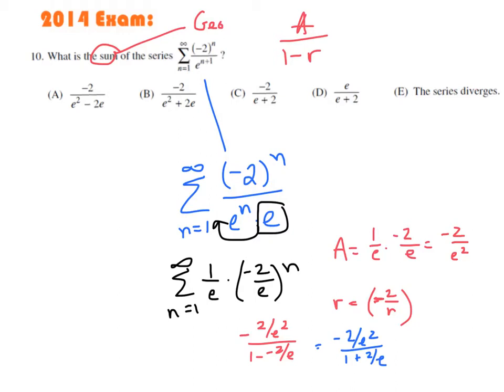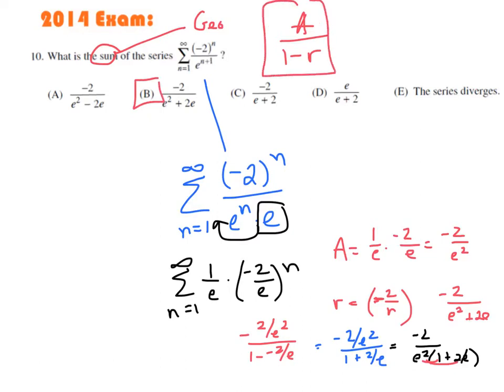Now, you can do some algebra here, and you could put this e squared and then have 1 plus 2 over e. So we should have an e squared multiplied by 2 over e. So I'm looking for a negative 2 on top, and then an e squared plus 2e, if you multiply that e squared in. So it is b. A lot of algebra goes into this. Do not forget this geometric sum formula.